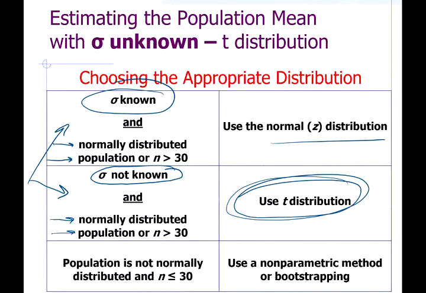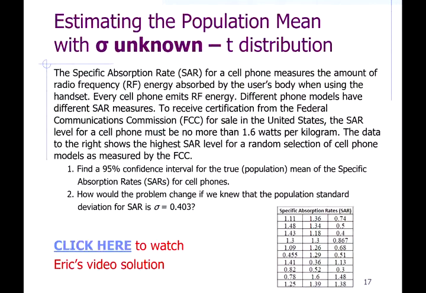So on this last slide, we have a problem where we're going to use the T distribution. So the specific absorption rate, or the SAR for cell phone, measures the radio frequency energy absorbed by the user's body when using a handset. Basically, when you hold your cell phone up to your head, your body is absorbing power. And that's what the SAR tells you. Your phone emits radiation and it's absorbed by your body. And so over here in this little table, we have the SAR rates, or how much power you're absorbing from 30 different cell phones.